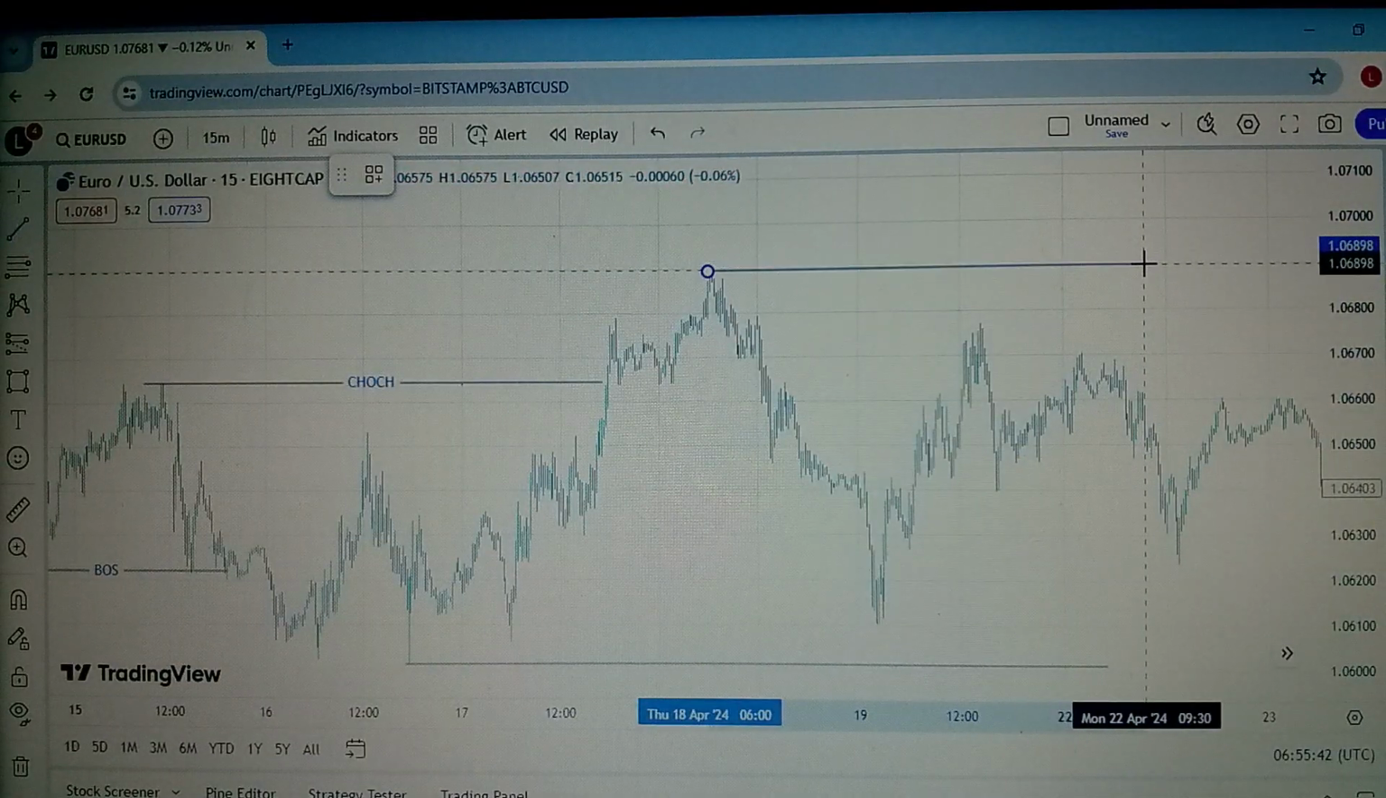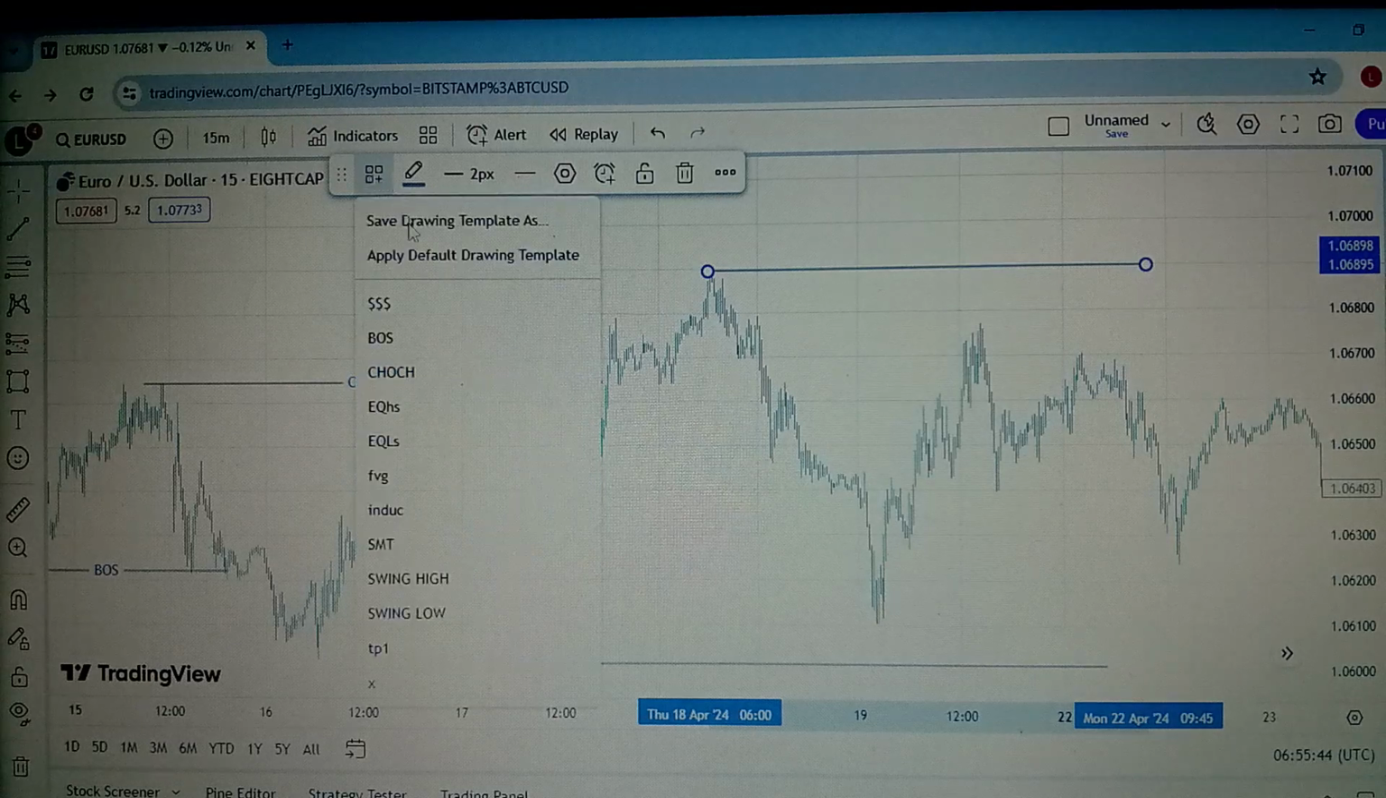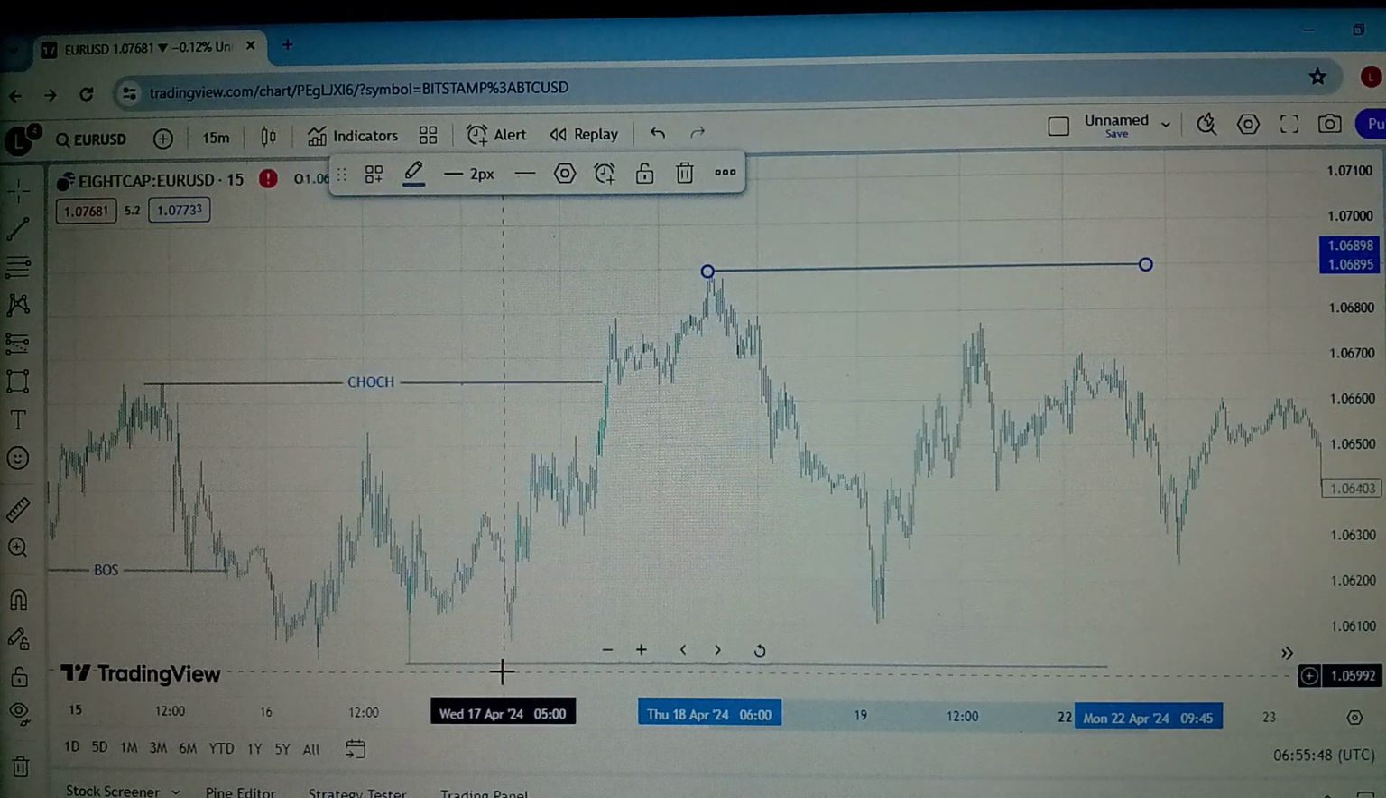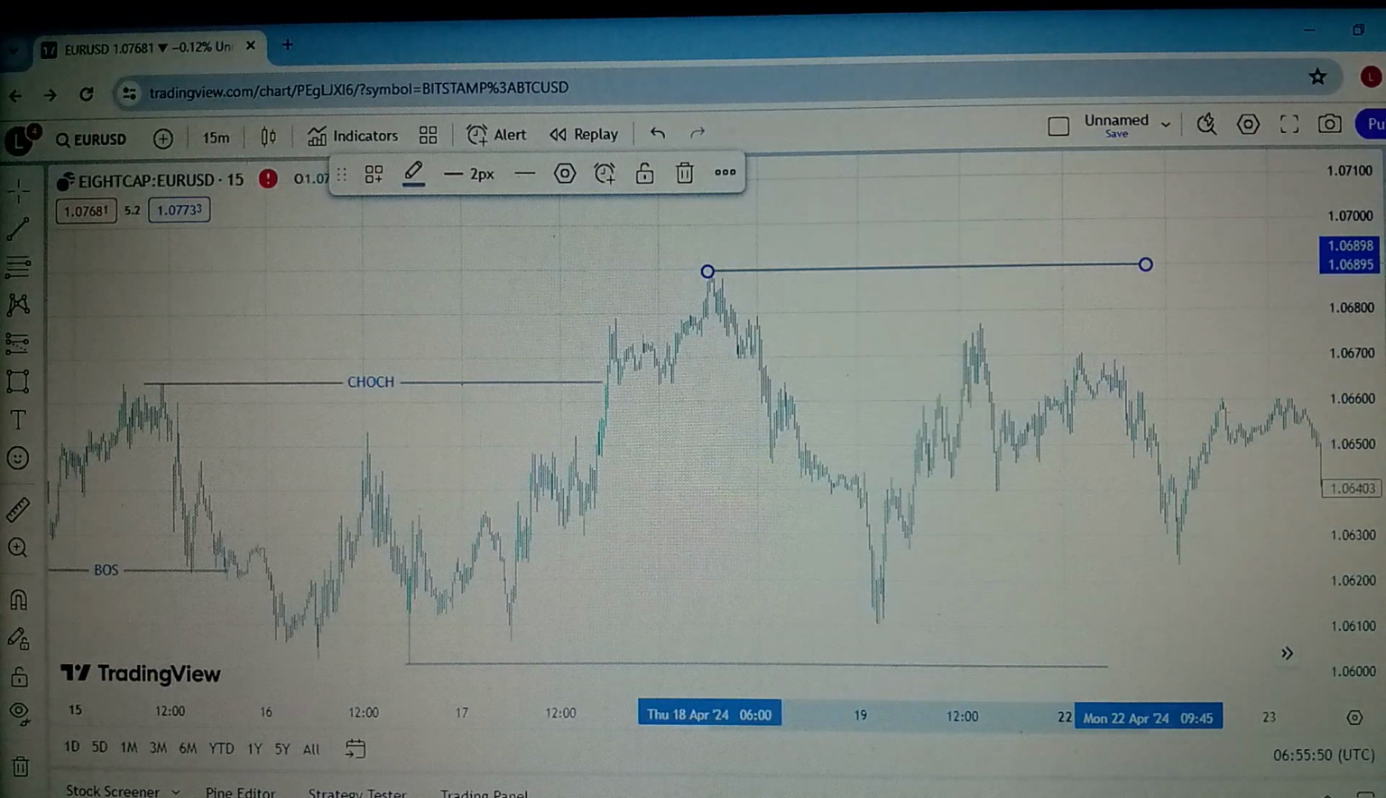But I know on the 4 hours that we're having a pullback that will last for days. But on the 15-minute, you're trading from this low to this high up here.